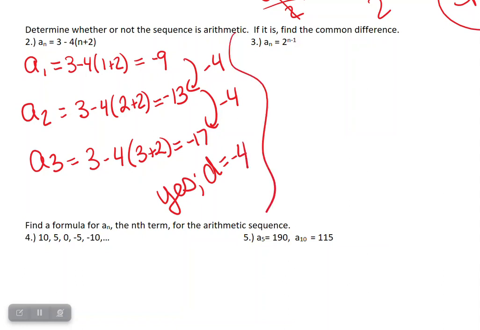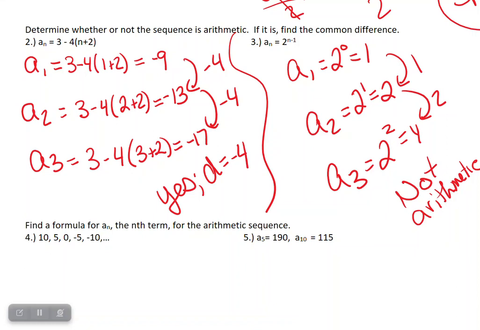Pause the video, find the first 4 terms of number 3 and see if it's arithmetic or not. So we can see the difference going from 1 to 2 is 1. The next difference is 2 to 4. So you can see that those are increasing by different numbers, therefore they are not arithmetic.